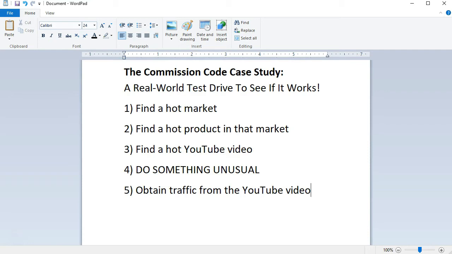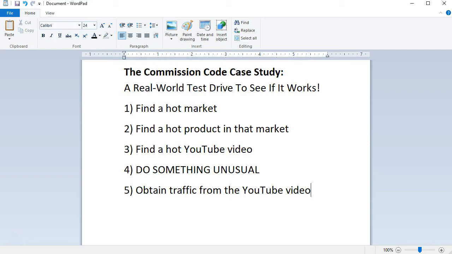A hot market, for the purpose of this case study, is being defined as a market that's getting a lot of traction with buyers. Step 2 is to find a hot product in that market. For the purpose of this case study, this means that there has to be a product within the hot market that's selling incredibly well.